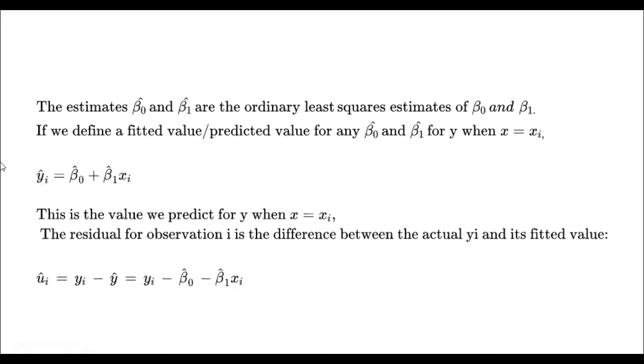And the residual or the error term for observation i is the difference between the actual value of yi and its fitted value. So if we take the error term ui hat here, it would be the difference between yi and yi hat, so yi minus yi hat. And we can also write it as yi minus beta naught hat minus beta 1 hat xi.